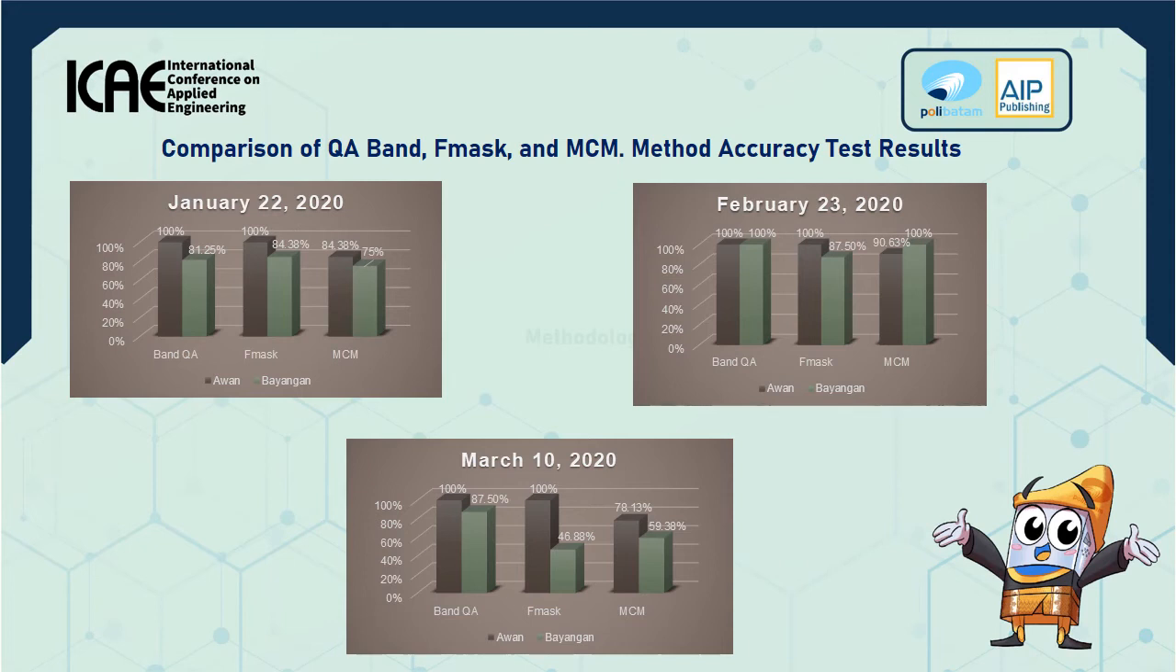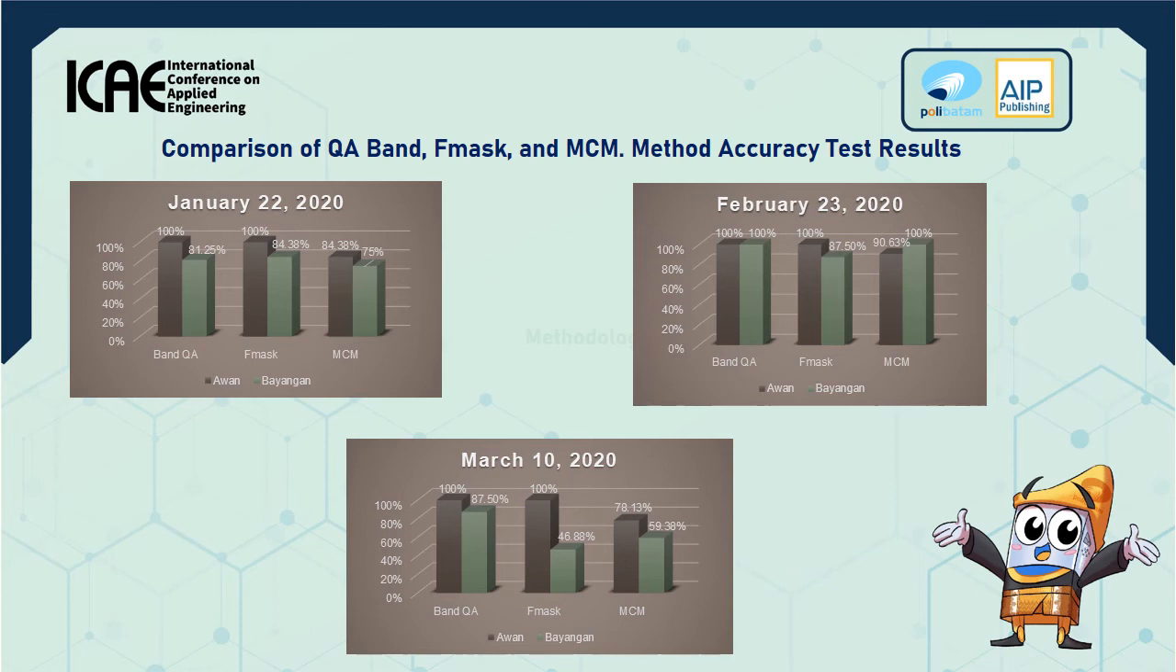The highest cloud accuracy in the cloud masking image of BATAM Island March 10, 2020 is the QA and FMASK method, which is 100%, and the lowest in the MCM method, which is 78.13%, while the shadow accuracy in the cloud masking image of BATAM Island March 10, 2020 is highest in the QA method, which is 87.50%, and the lowest in the FMASK method, which is 46.88%.